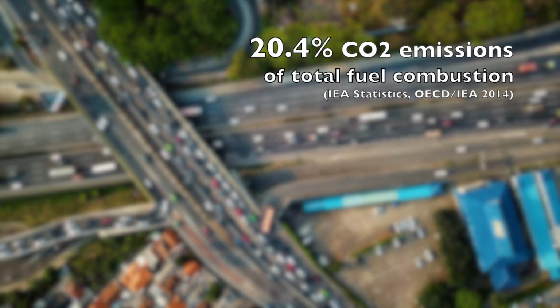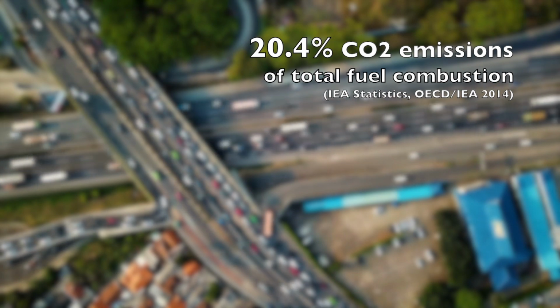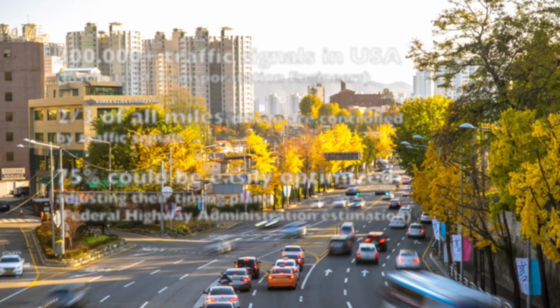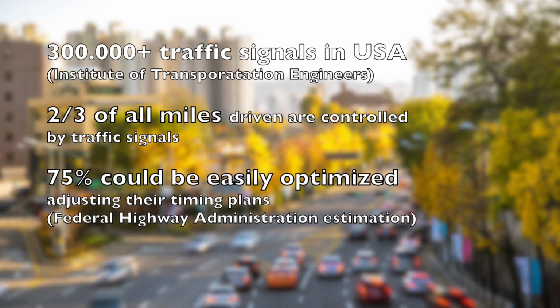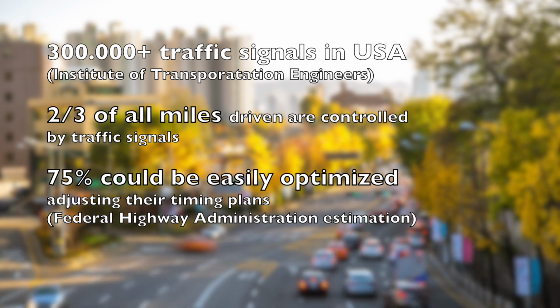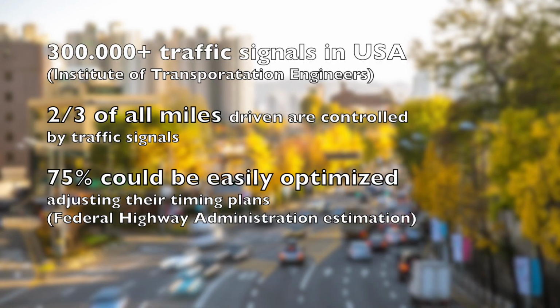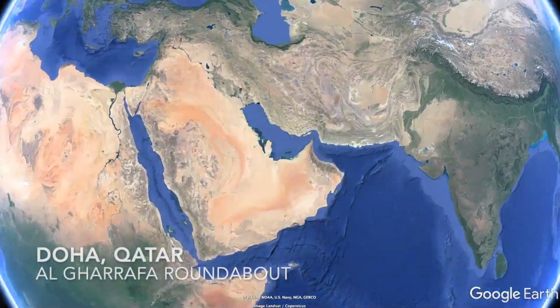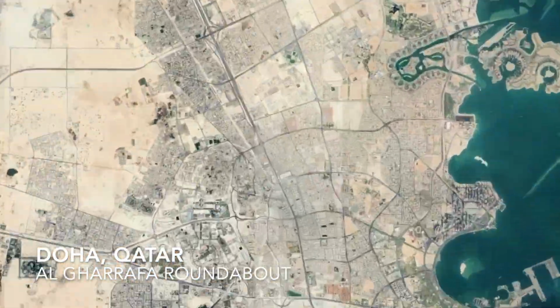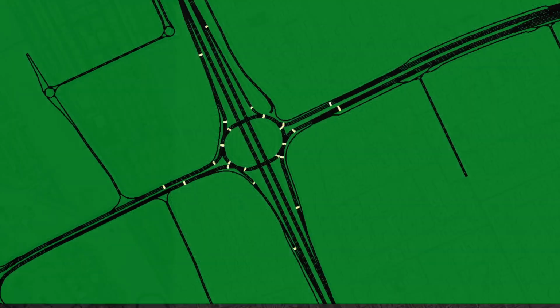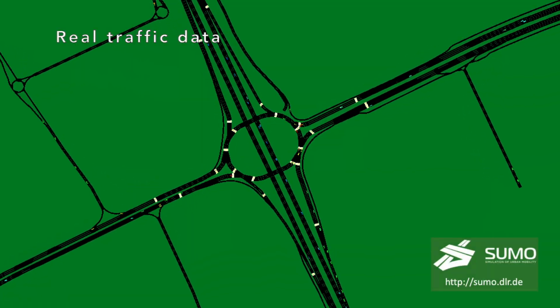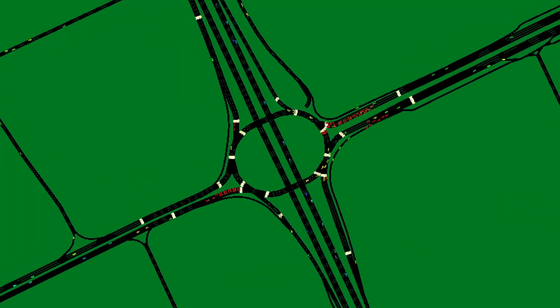Road traffic represents more than 20% of the emissions from fuel combustion. With more than 300,000 traffic signals only in the US, optimizing traffic lights can reduce emissions and improve urban mobility. We address the optimization of a signalized roundabout in Doha, Qatar, simulating real traffic data recorded during a congested morning.